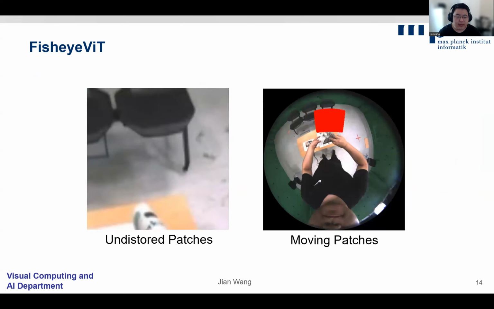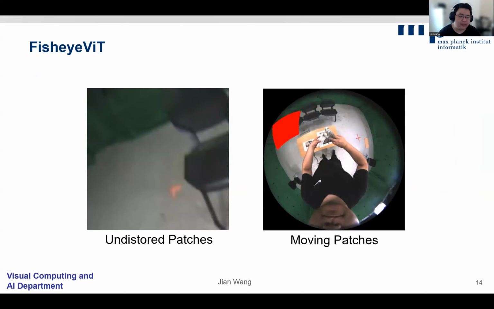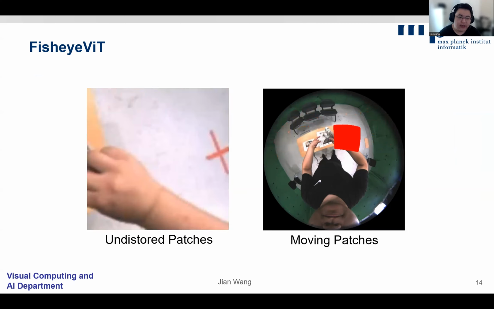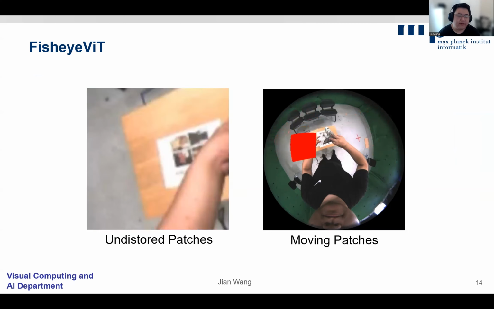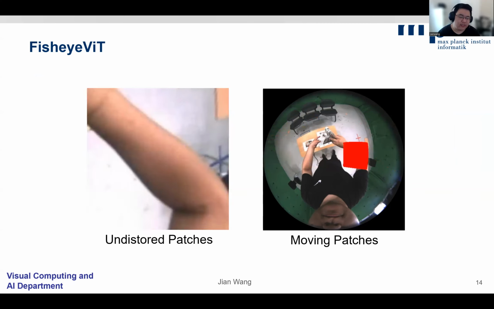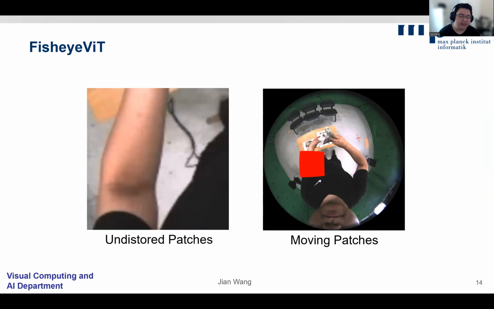Here I show some undistorted image patches and how these image patches move in the view of the fisheye camera. You can see on the left side, there's no issue of distorted chairs, desk, and so on.